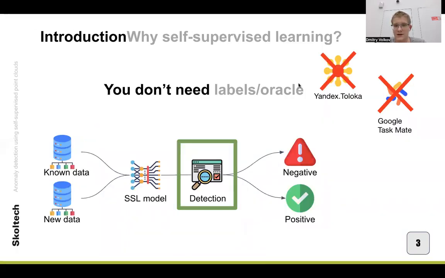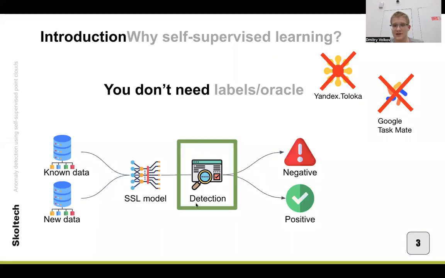Why is it important to use self-supervised learning in outlier detection? First of all, labeled data is rather expensive. There exist different platforms where businesses or scientists need to pay money to label their data. But self-supervised learning allows us to use unlabeled data and produce reasonable embeddings, which might then be passed into the detector in order to understand which class is negative and which is positive, or in other words, which object is an outlier and which is a normal object.